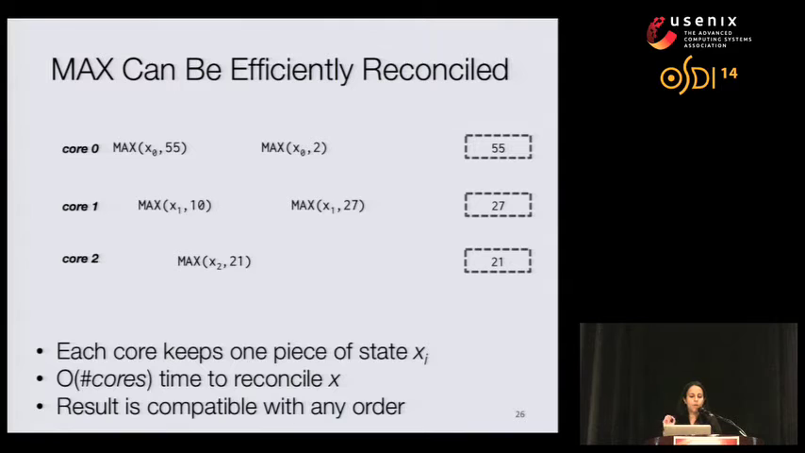And notice that we're only keeping one piece of state per core for x. That piece of state is the current value for x given the operations that that core has seen. So for core 0, it's 55, because that's the max value it's seen so far. We don't, for example, keep logs of operations, and this means that we can reconcile per core values in time order the number of cores. The reason we can do this and get the correct result is because max commutes with itself. These are all commutative operations, and so the answer that we get is compatible with any ordering of the max operations. So that's great. We can correctly reconcile x at the end and figure out what x should be.